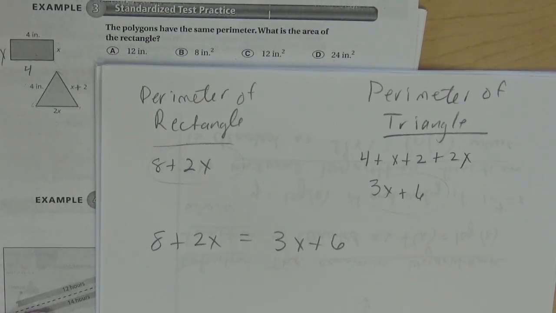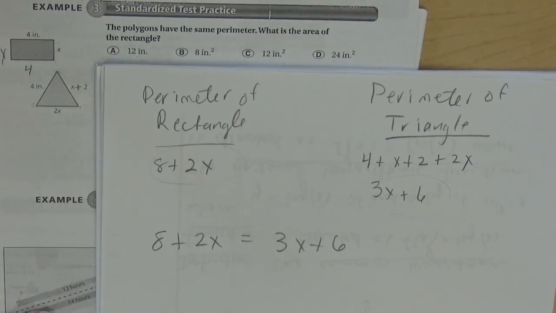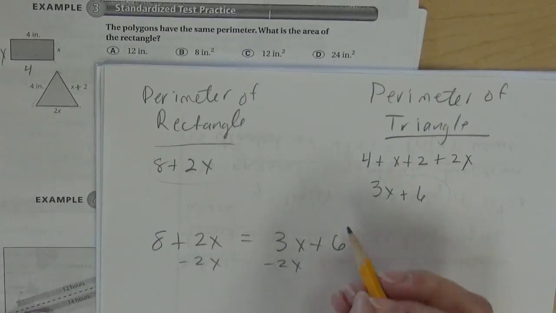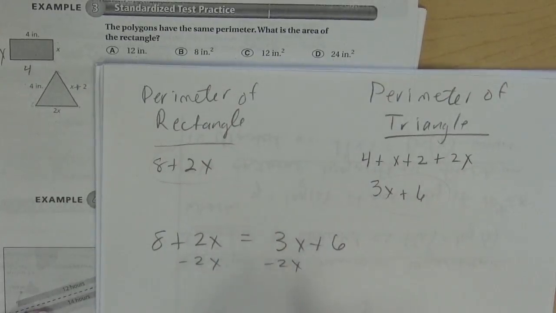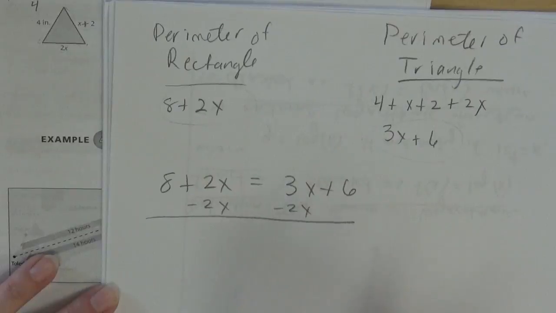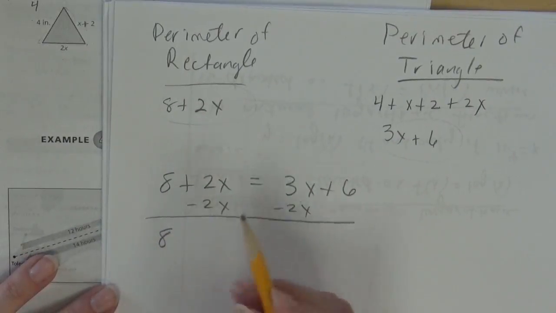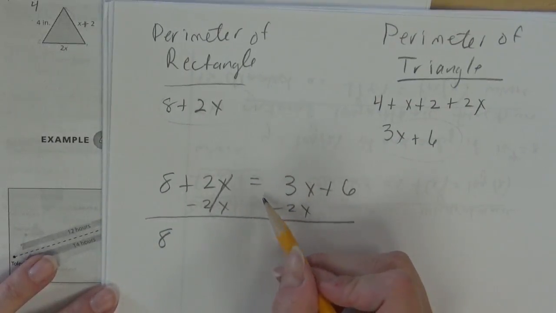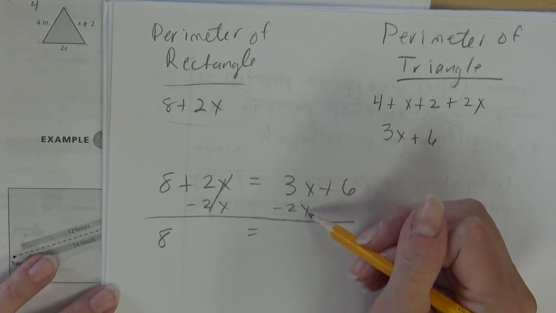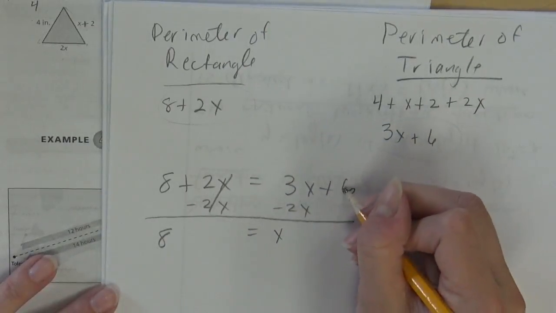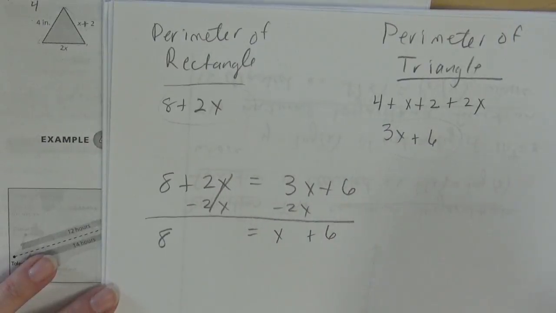I want to get all my x's together on one side. In this case, I noticed that I've got 2x and 3x. So you might start by subtracting 2x on both sides. Again, make sure you line up your like terms in columns. So that gives me 8. 2x minus 2x cancels. Bring down the equals. 3x minus 2x gives me 1x. Bring down the 6. Okay?